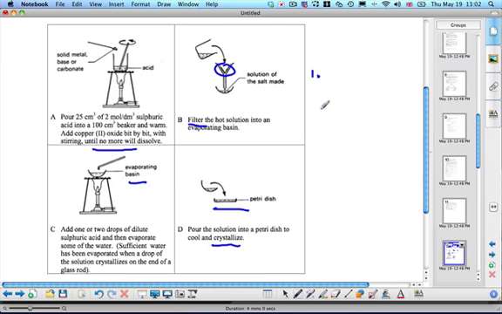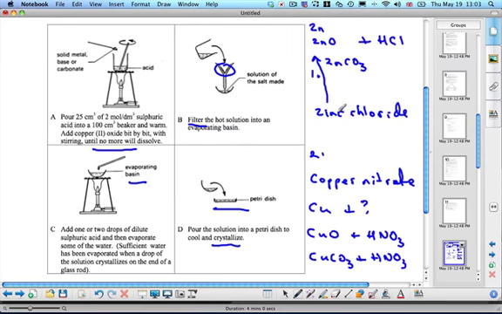How would you make the following salts? Let's say you wanted zinc chloride, and let's say you wanted copper nitrate. Okay, try that now.